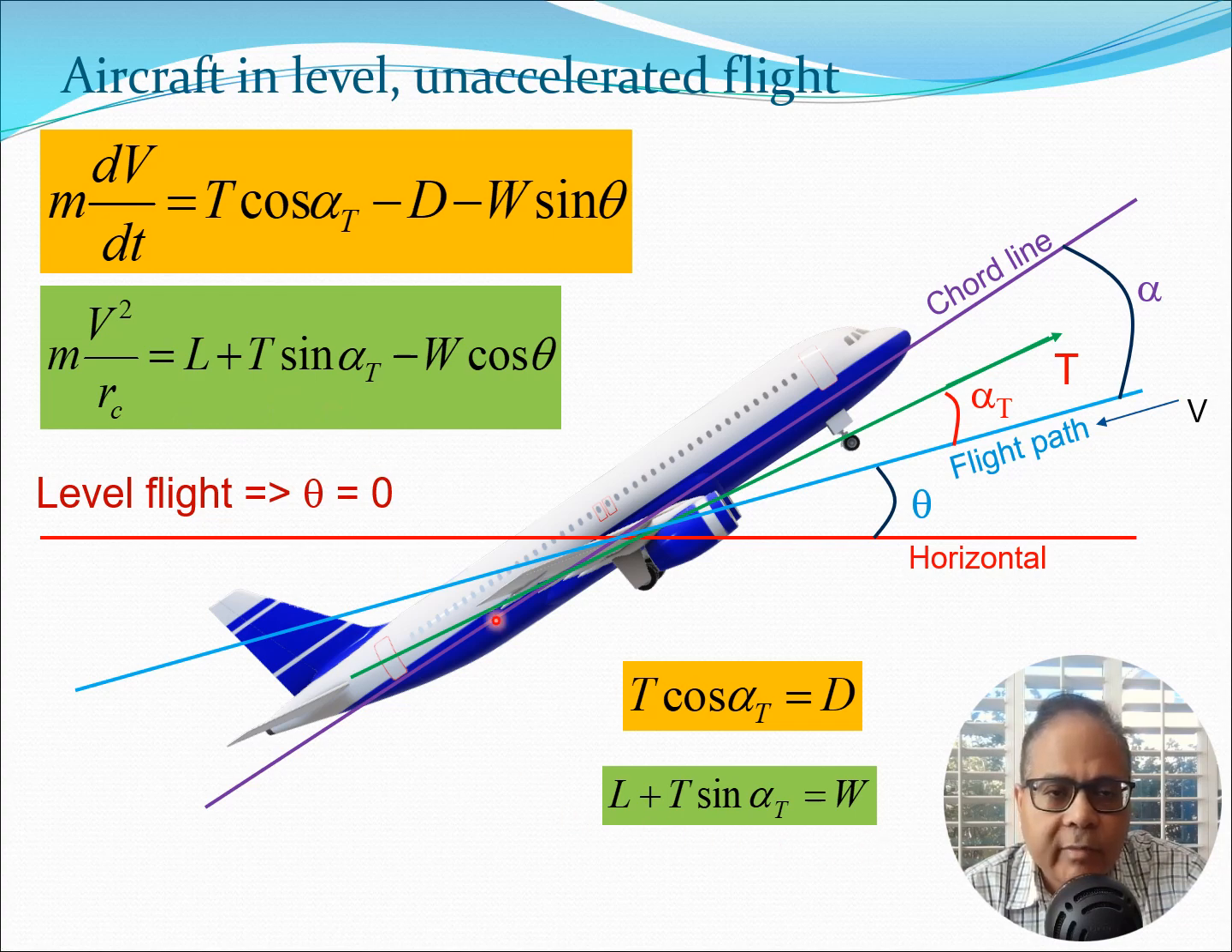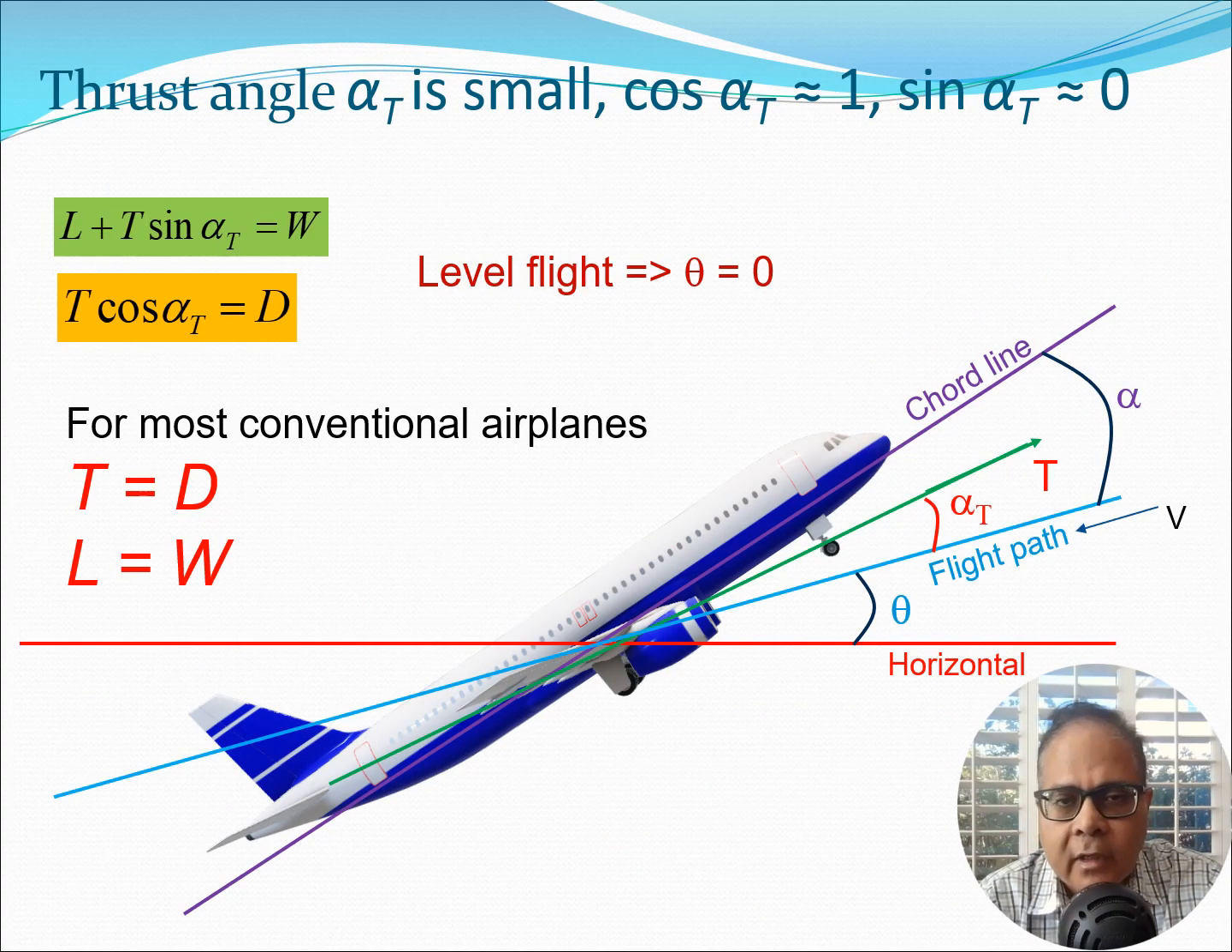So again, do remember that when I substitute theta is 0, sine theta becomes 0 and cos theta becomes 1, which leads to these two simpler equations. Now there's one more fact I can use to simplify these equations. The fact is that the angle alpha t, which is the angle between the thrust direction and the flight path, is typically very small. So this may be a few degrees and so on.